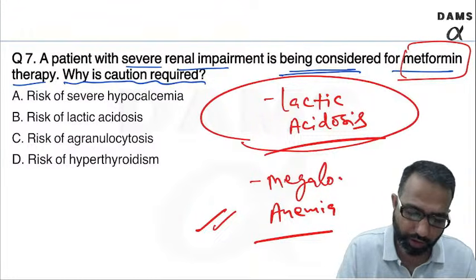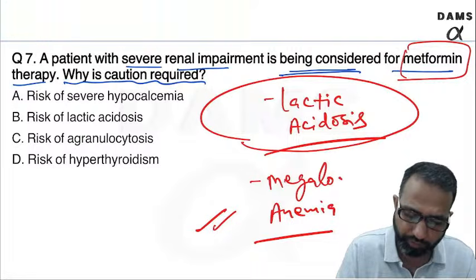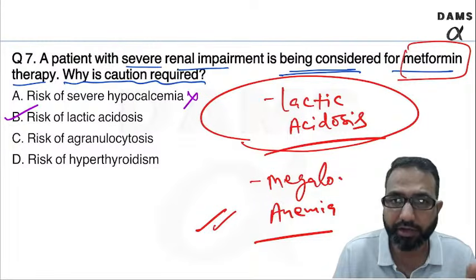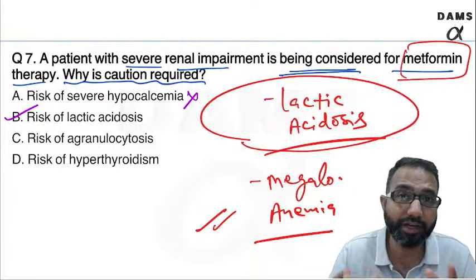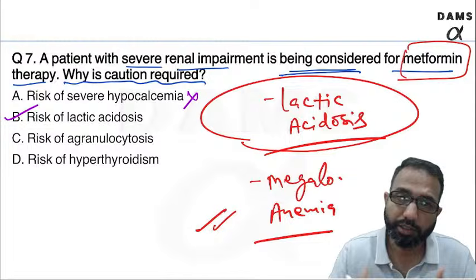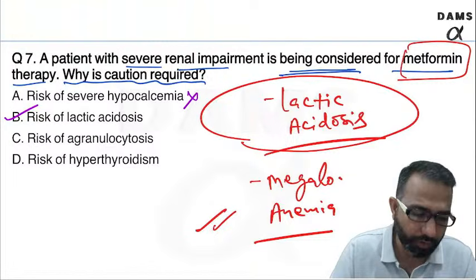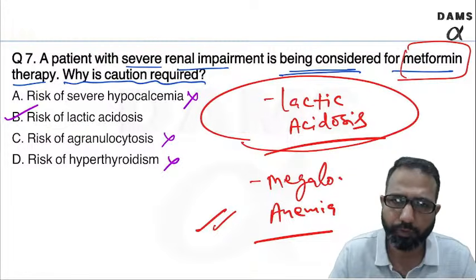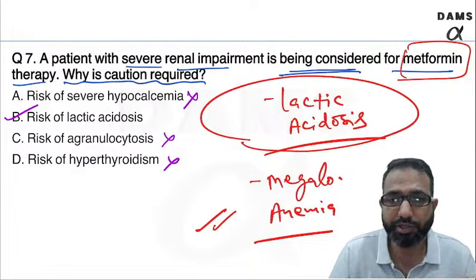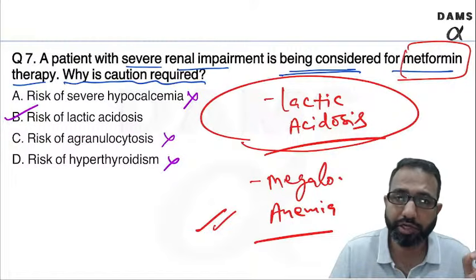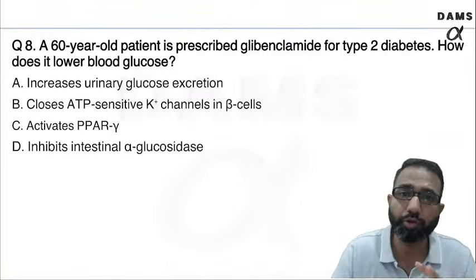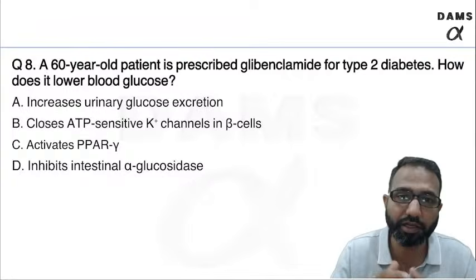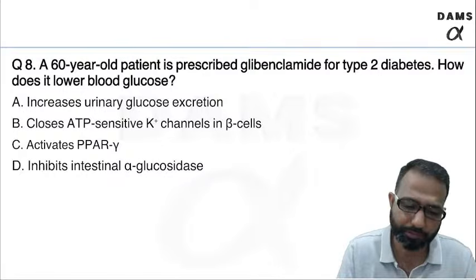If you see the options, risk of hypocalcemia, obviously no. Risk of lactic acidosis, yes. Because in a renal failure patient, if you give metformin, excretion will be slow, and there is more risk of lactic acidosis. Risk of agranulocytosis or hyperthyroidism, there is no role. Metformin has no relation with this. So especially in kidney patients, when kidney function is slow, there is more retention of metformin and more risk of lactic acidosis. So don't use metformin in kidney patients. One of the wonderful drugs in kidney patients is linagliptin. Nowadays we use linagliptin in kidney patients.